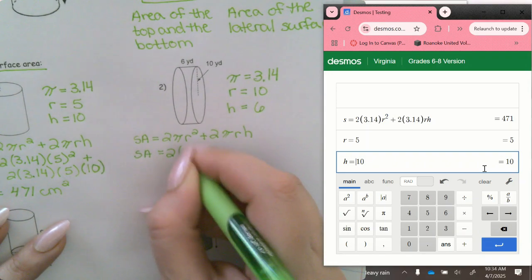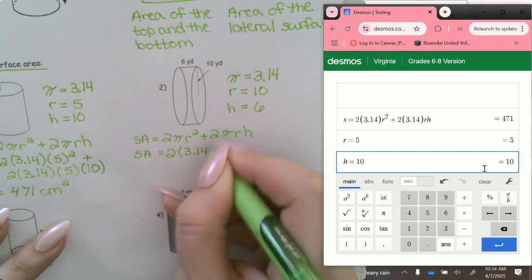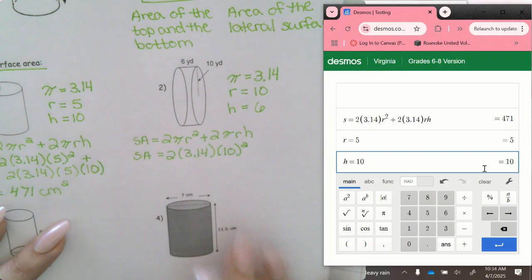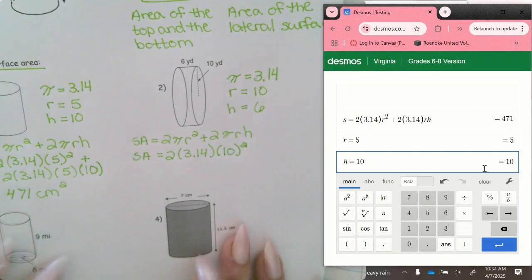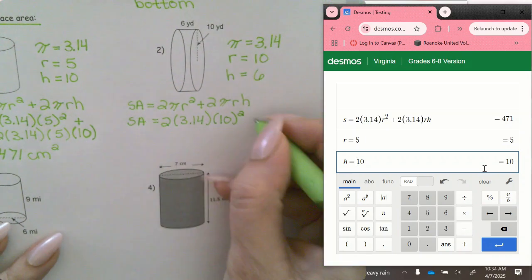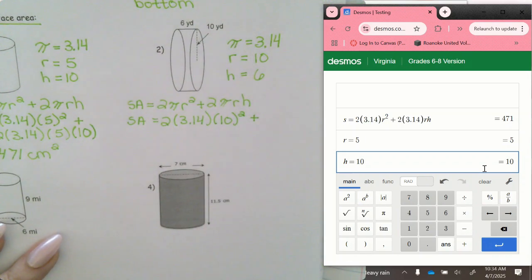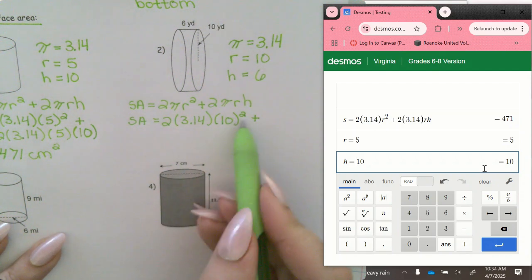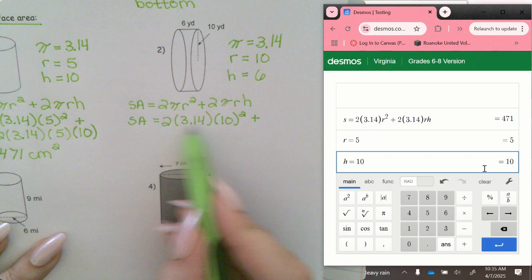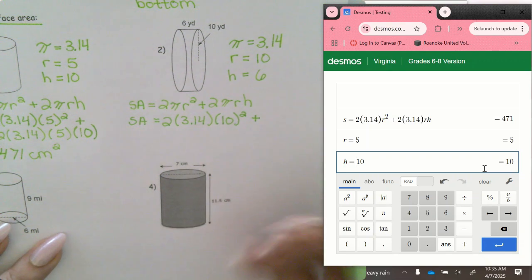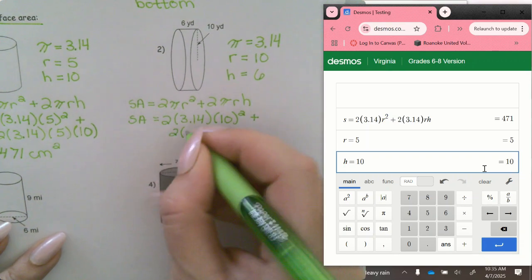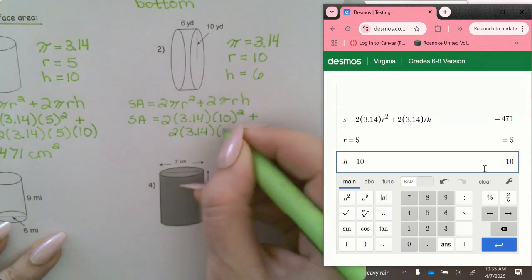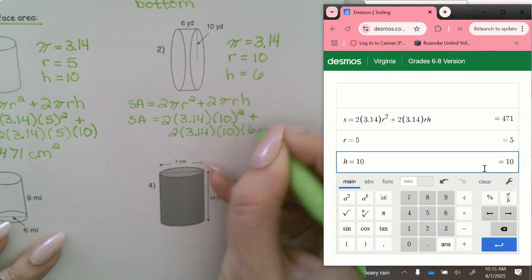So 2 times 3.14 times my radius of 10, and that gets squared. If you are working this out by hand, because you don't have Desmos, you have to work out these two chunks of the formula separately. When you're working out this first portion, I would have to make sure to square the 10 before I multiply by the 3.14 and by the 2, because that would be following your order of operations. Then the second part, 2 times 3.14 times a radius of 10 and times a height of 6.